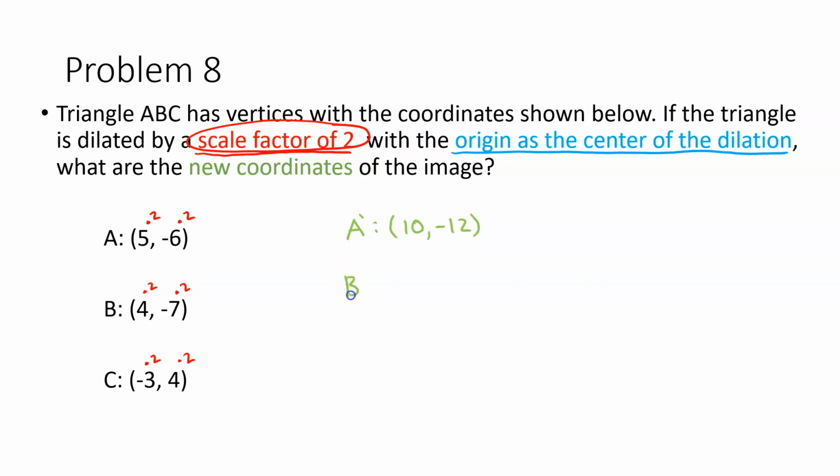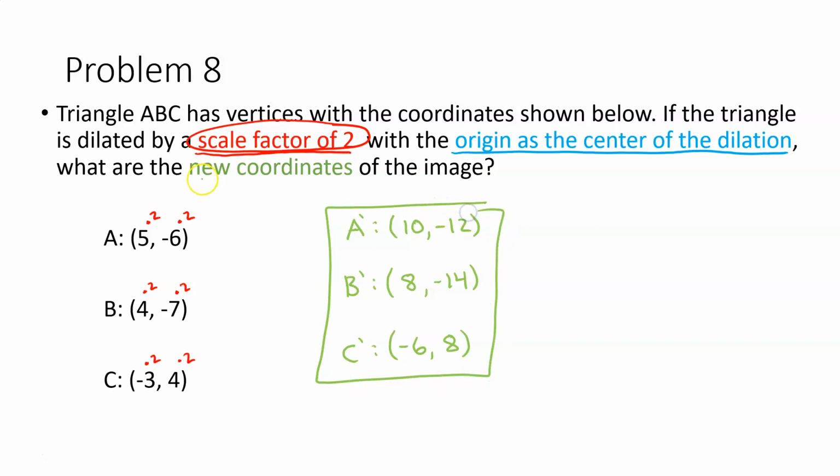What about B prime? Well, 4 times 2 is 8. Negative 7 times 2 is negative 14. And then lastly, C prime. What is negative 3 times 2? That's negative 6. And then 4 times 2, that is 8. So those are the new coordinates. You don't have to graph it. It was just asking what are the new set of coordinates, right? So again, notice we don't even need a graph to be able to dilate from the origin. All you need to do is multiply by your scale factor.